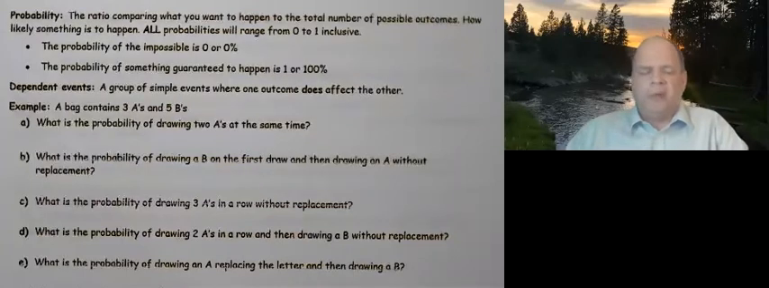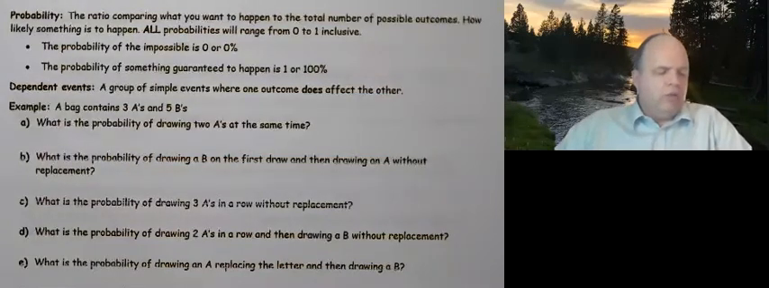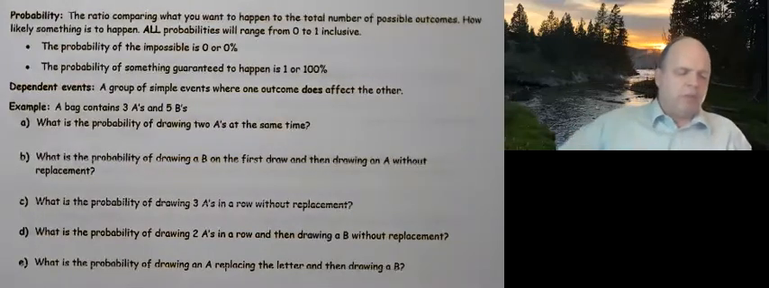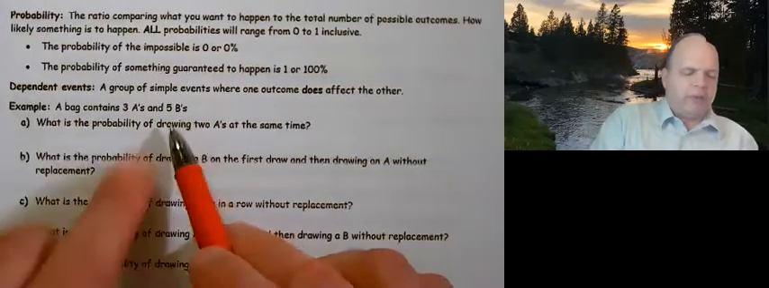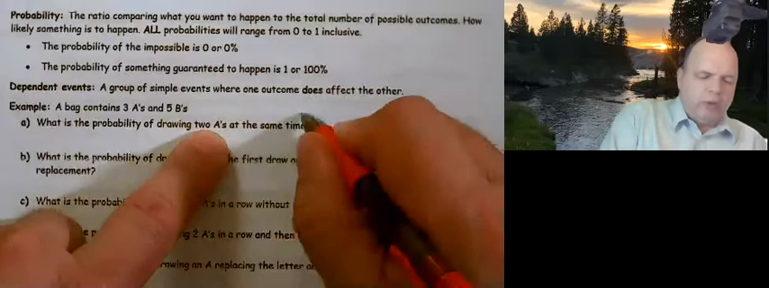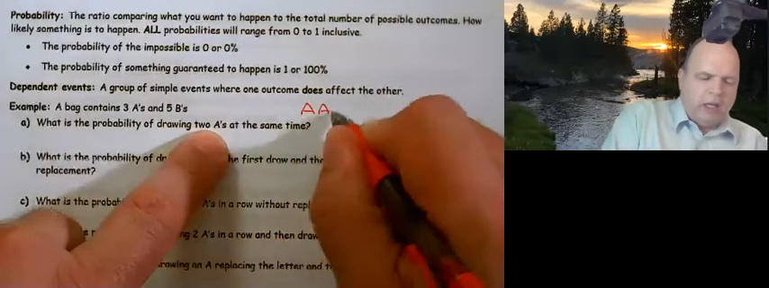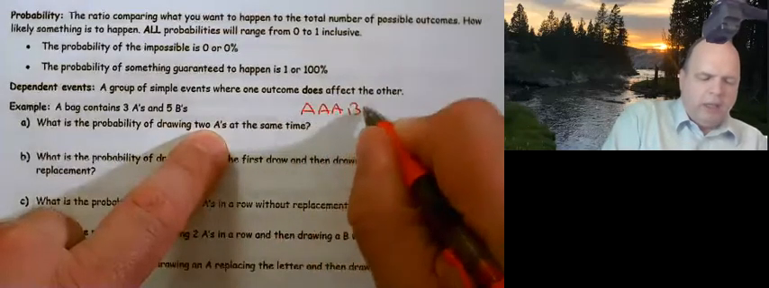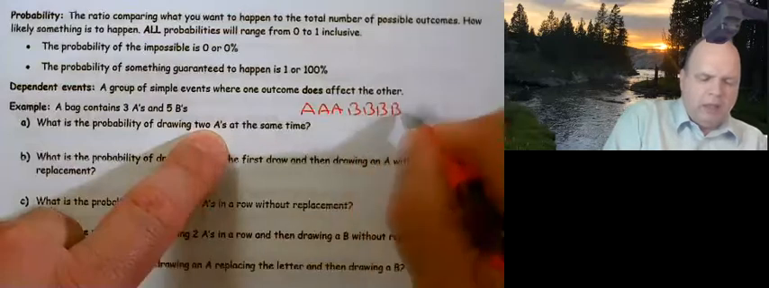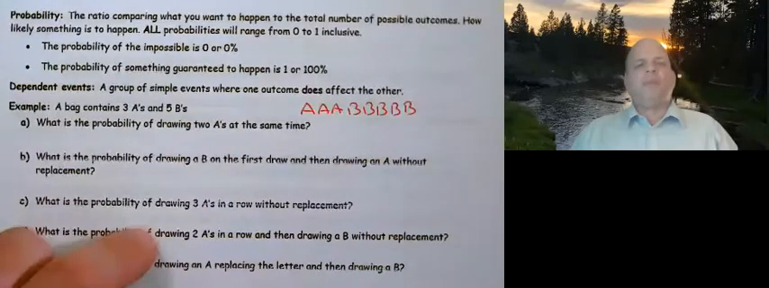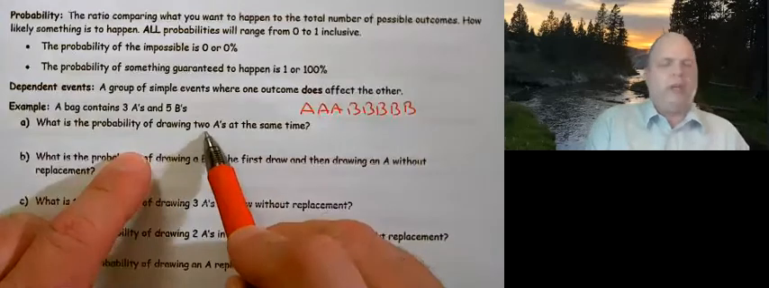And don't forget, probability is the chance of the things you want to happen compared to the total number of outcomes that there are. So a bag contains 3 A's and 5 B's. What's the probability of drawing 2 A's at the same time? So first off, I'm just going to make a list here. This is what they're talking about. I have A, A, A, and then B, B, B, B. They want to draw 2 at the same time.